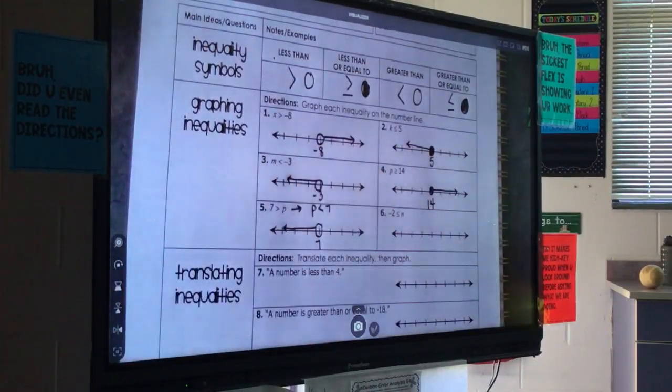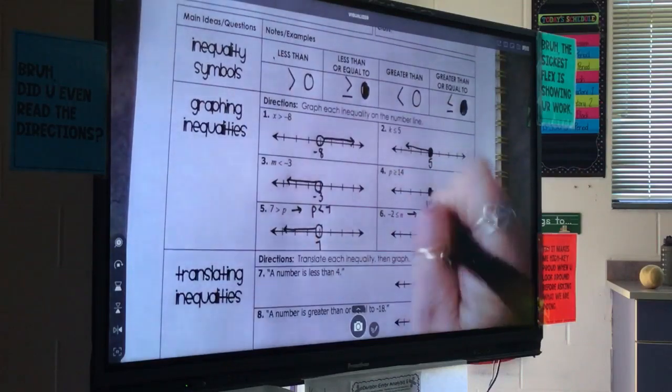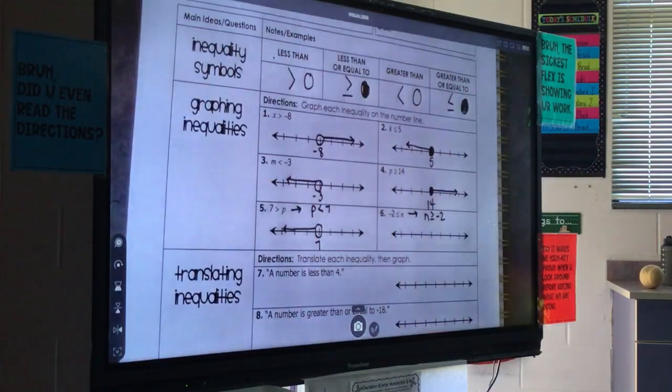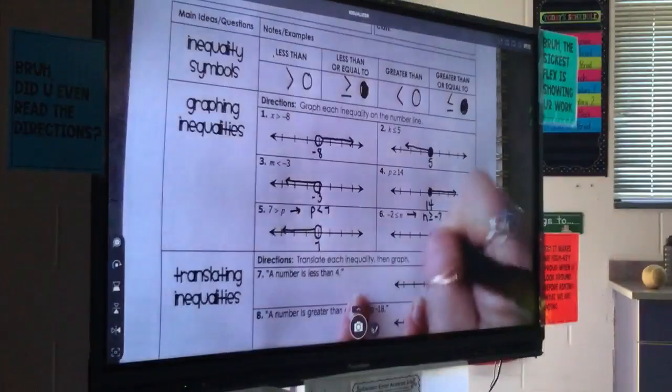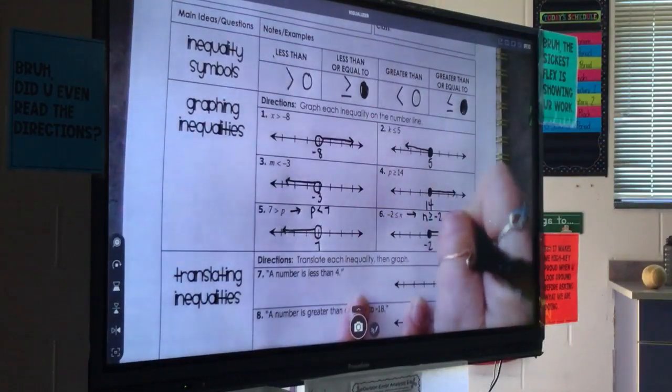How many of you guys got it right without flipping? Okay. If you did not get it right without flipping, please make sure you get the right information on there. And then 6 becomes N is greater than or equal to -2. I'm going to have a closed circle right there, and my arrow is going to the right.